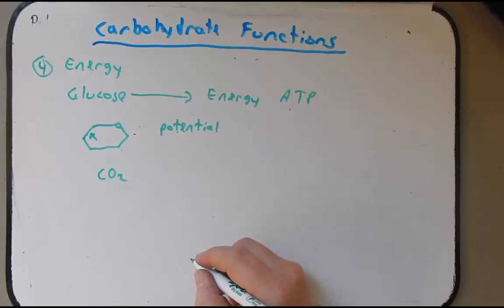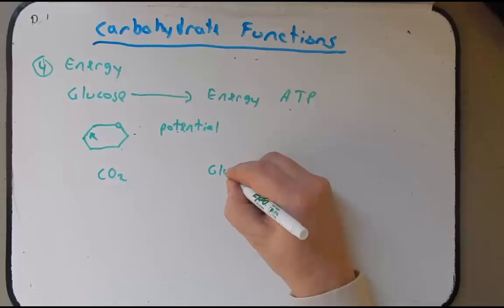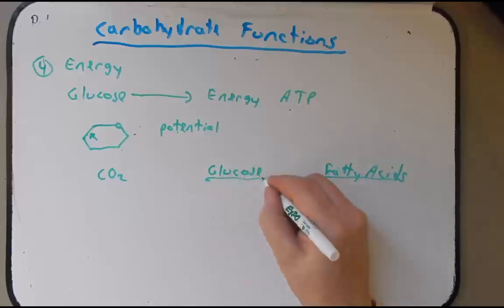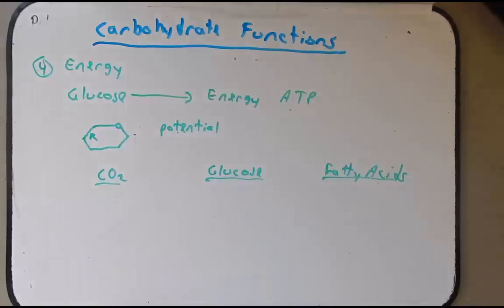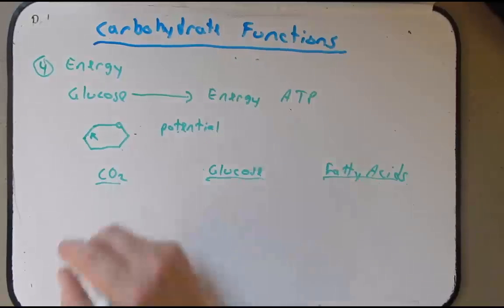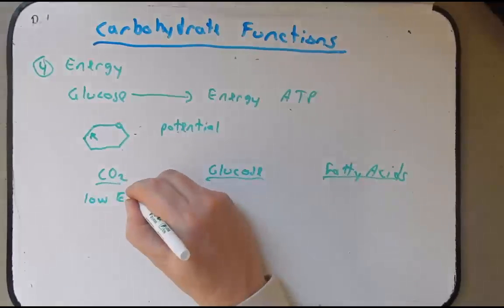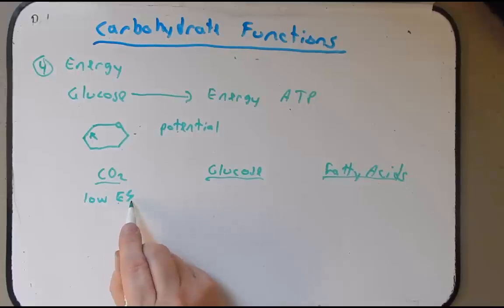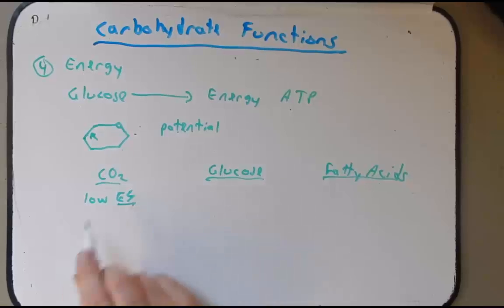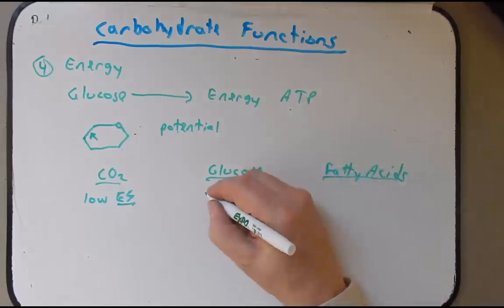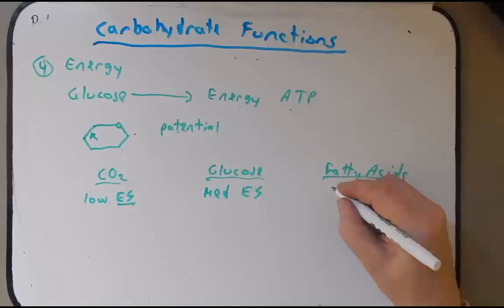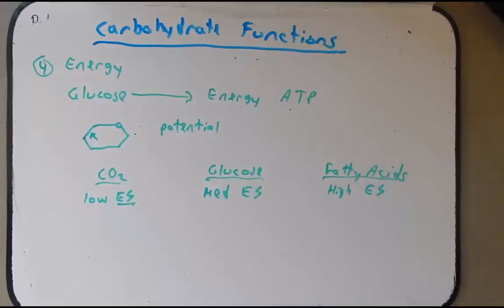So why is it then different structures have more or less potential energy? We can think about CO2, we can think about our good friend glucose here, and then fatty acids. We know that CO2 has very little potential energy in it. It's really hard to get any energy from CO2. So we're going to say low energy here. Sometimes when I do energy, I put an E with a kind of a lightning bolt there. So if you ever see me write that, I mean energy. So low energy for CO2. We're going to say medium energy for glucose and high energy for fatty acids.